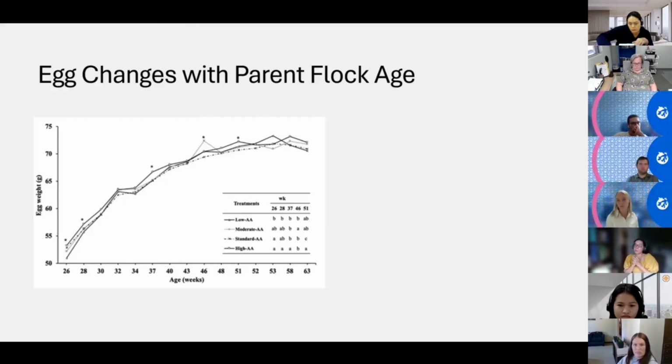As the parent flock ages, there are a lot of changes happening in the egg. For instance, the egg weight is going to increase. That's a biological and natural process. But with that increase in egg weight, it also changes the quality of the egg yolk and the egg white. For instance, we are having a bigger egg.